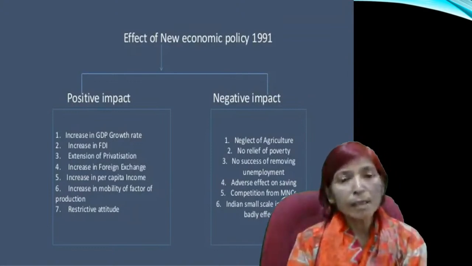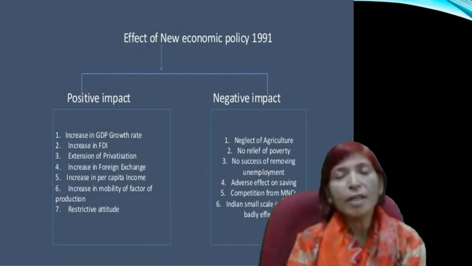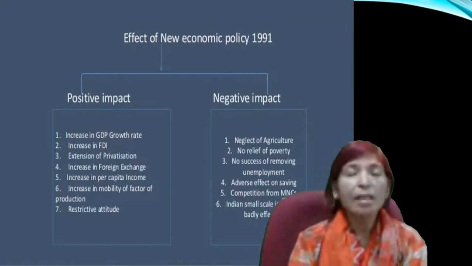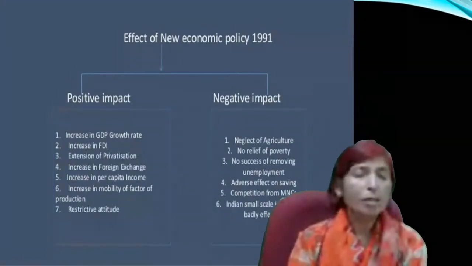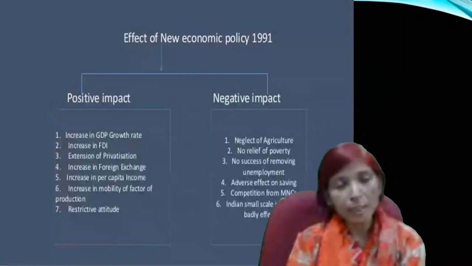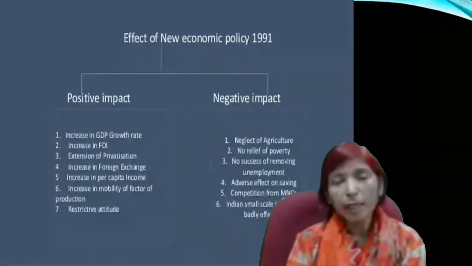What are the various positive impacts of new economic policy? New economic policy mainly increases the GDP growth rate. Next, it increases the FDI limit. FDI is foreign direct investment, which is very necessary for improving our manufacturing sector and the main sector, where more capital intensive technology is needed that can be compensated with the help of foreign direct investment. An extension of privatization was adopted by the government in the 1991 policy.